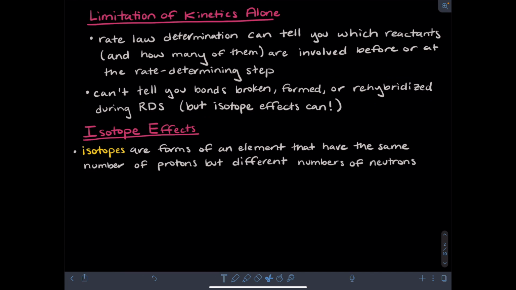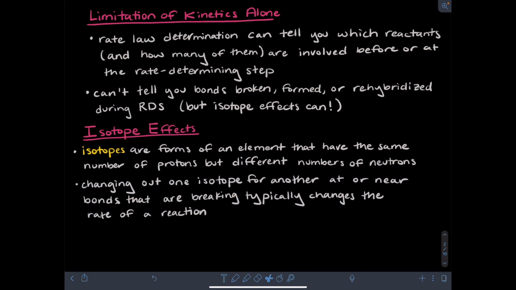Isotopes are different forms of an element that have the same numbers of protons and electrons, but different numbers of neutrons. If you change out one isotope for another, as either a part of a bond that's changing in a reaction or nearby the bond that's changing, you'll typically observe a change in the rate of a reaction. Most commonly in organic chemistry, we're going to be looking at swapping out a hydrogen for a deuterium.